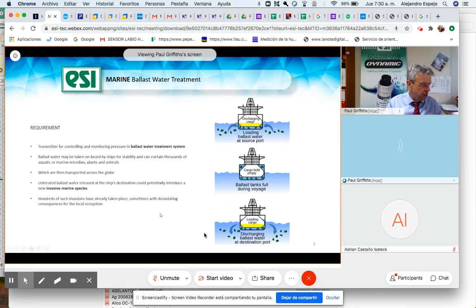And that uses a process that can be quite corrosive. The organization is the IMO, the International Maritime Organization. They have this convention, which came into place in 2019. The idea is that all ships must conform to this convention.